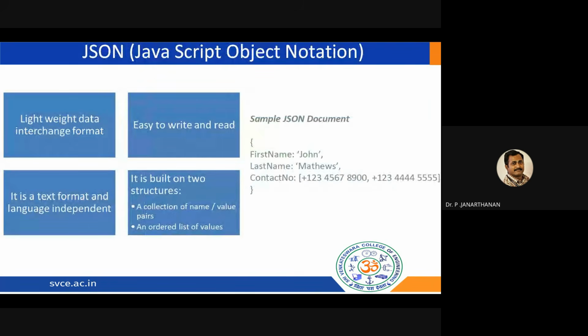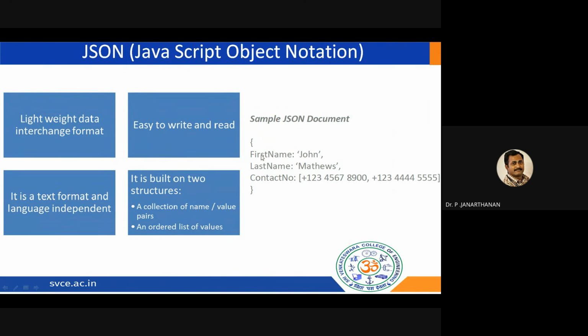Next, JSON. All the documents will be stored in the form of JSON notation. JSON is nothing but JavaScript Object Notation. It is a lightweight data interchange format, easy for humans to read and write, and easy to exchange. It is language independent, which is very, very important. It stores the data as name-value pairs. All the data will be in the form of listed values.